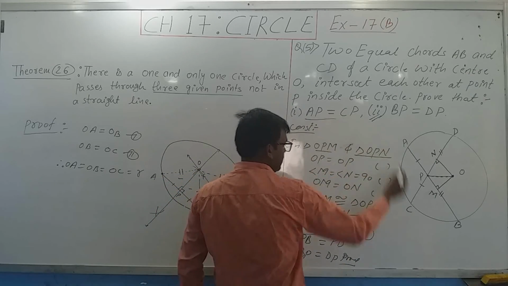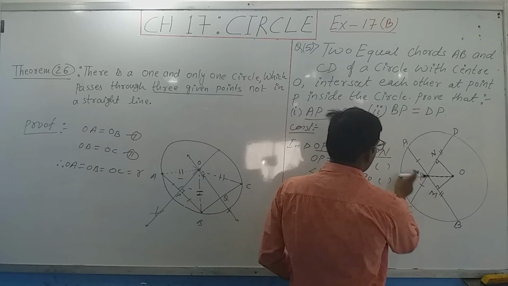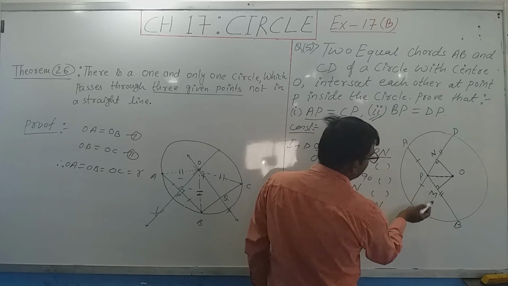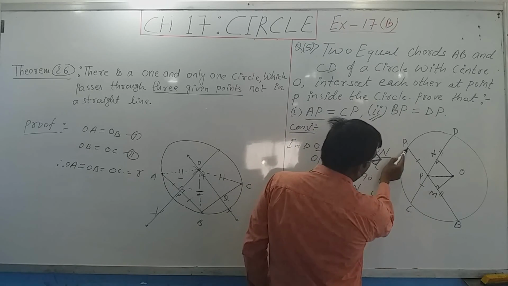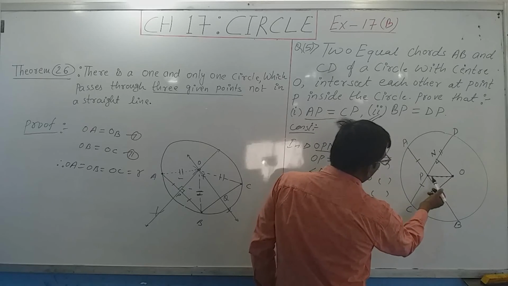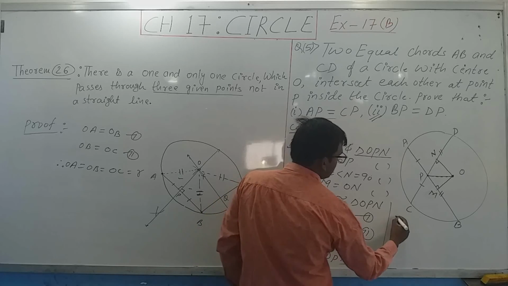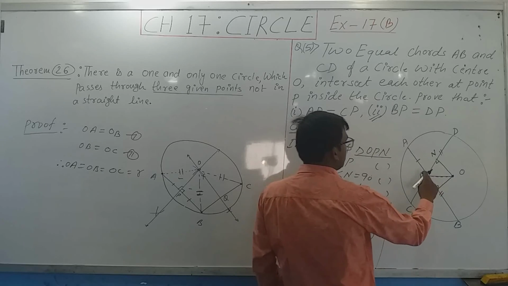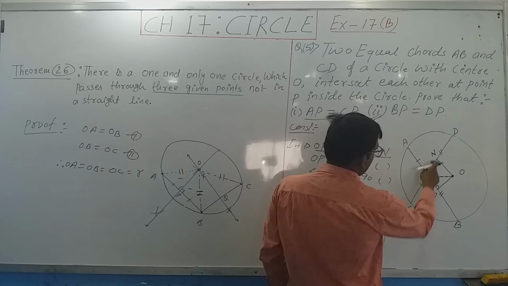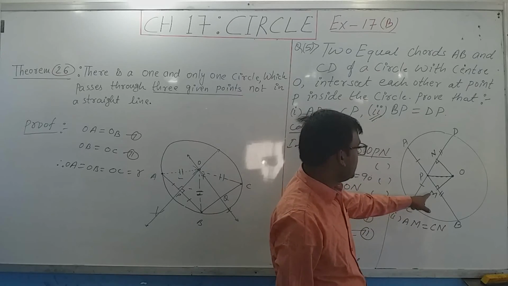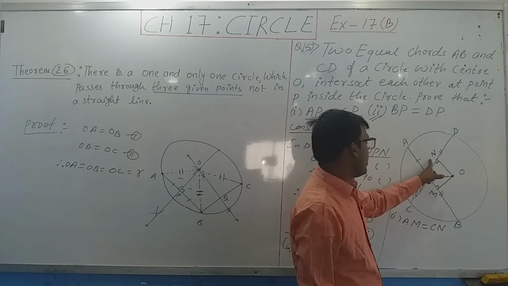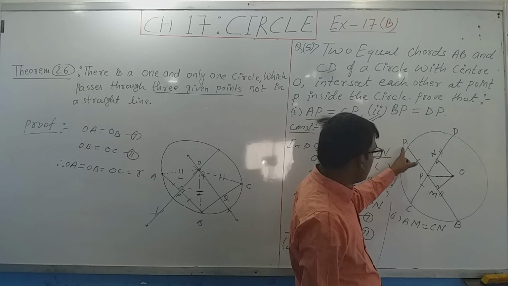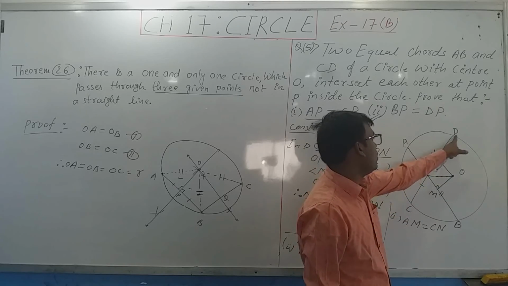Now see the first part. In the first part we have to prove that AP is equal to PC. We have seen that AM is equal to CN. In the first proof you can write AM is equal to CN. Why? Since OM and ON are equidistant from the center, therefore M will be the bisector of AB, and N is the bisector of CD.